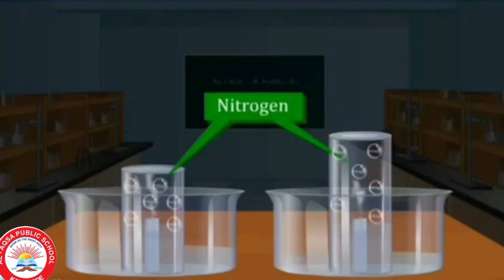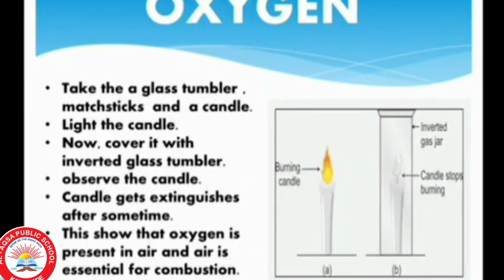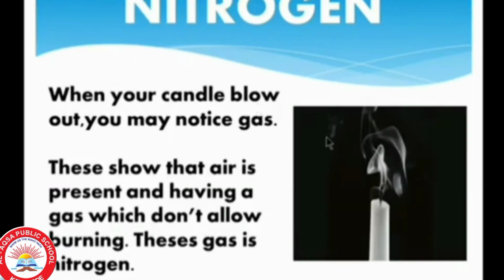The remaining air inside the glass contains another component, that is nitrogen. Nitrogen does not support burning. Burning can occur only in the presence of oxygen. Then nitrogen, the major part of air, is nitrogen. It takes up about 4/5 of the space that air fills.